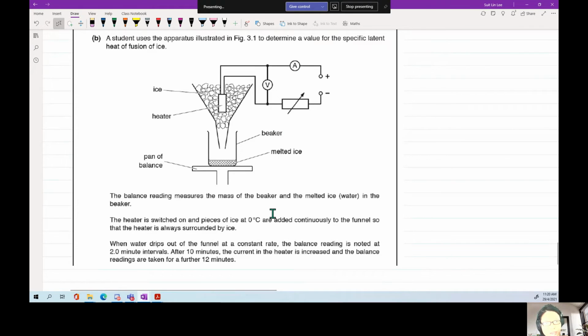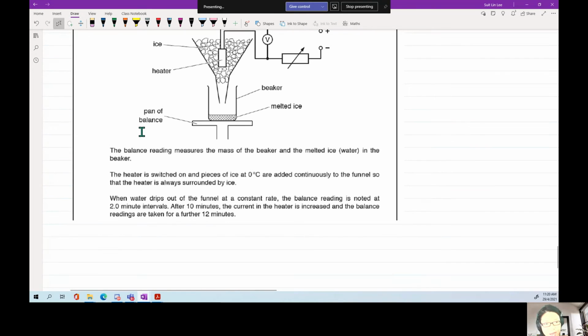Right now, we have a student using this apparatus. This is the same apparatus that I've shown you, 2D drawing. You see voltmeter is in parallel, ammeter is in series. Balance reading measures the mass of the beaker and the melted ice at the beaker. Heater is switched on, and pieces of ice at 0 degrees Celsius are added continuously to the funnel so that the heater is always surrounded by ice. So as the ice depletes, we will add more ice in. The water drips out of the funnel at a constant rate. The balance reading is noted.